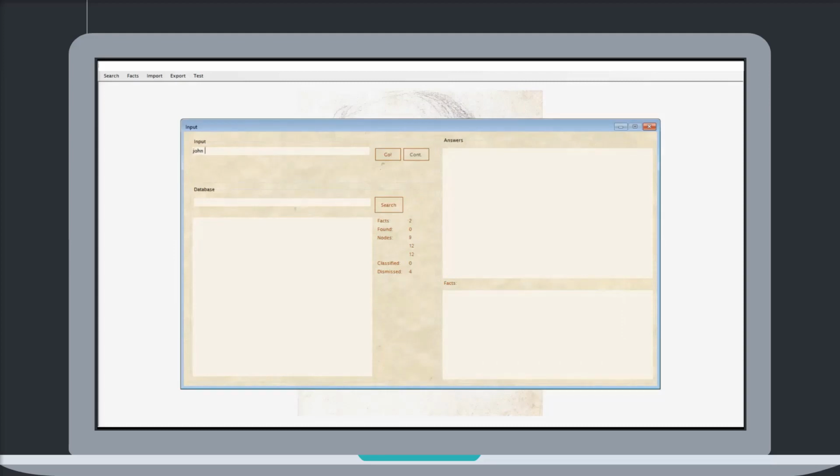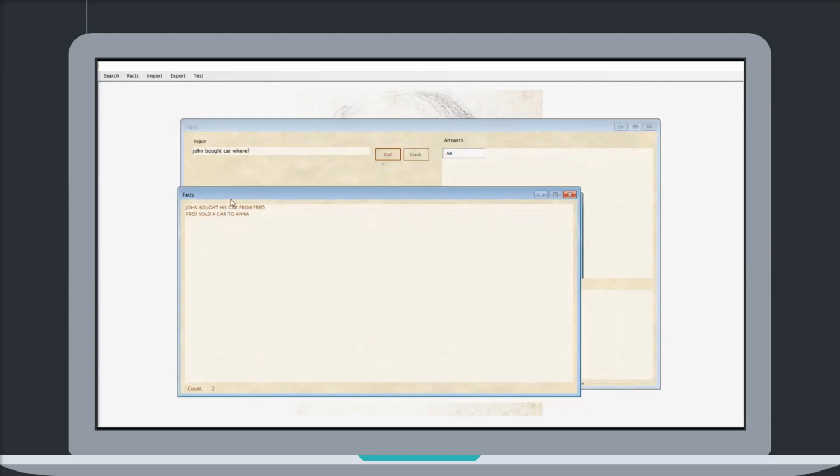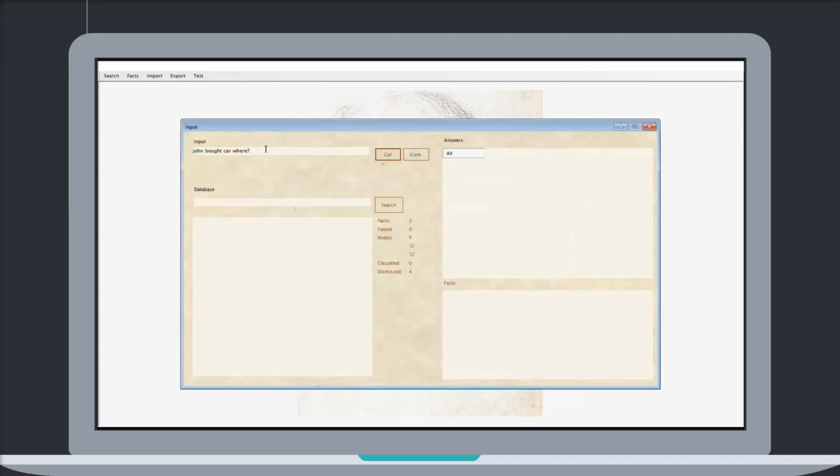If I ask the system, where did John buy his car? There is no answer because I haven't told it yet. So there's no way this could be answered at this point. What I want you to know is I am going to tell the system this missing piece of information that is going to allow it to answer this question. I'm going to tell it that Anna bought her car in Lisbon.